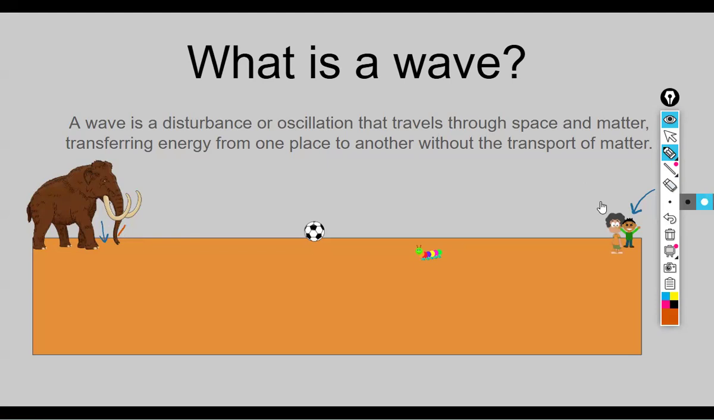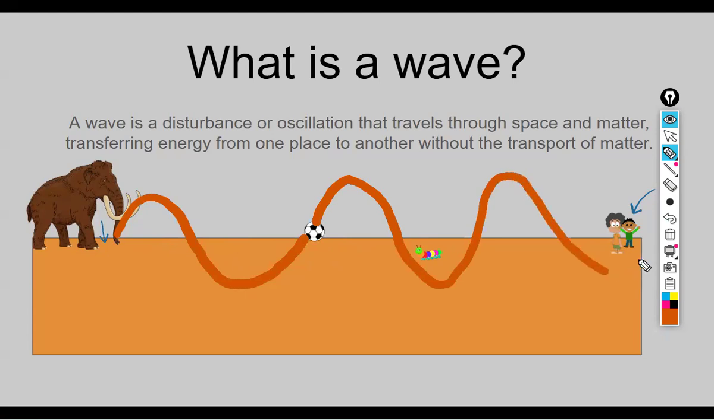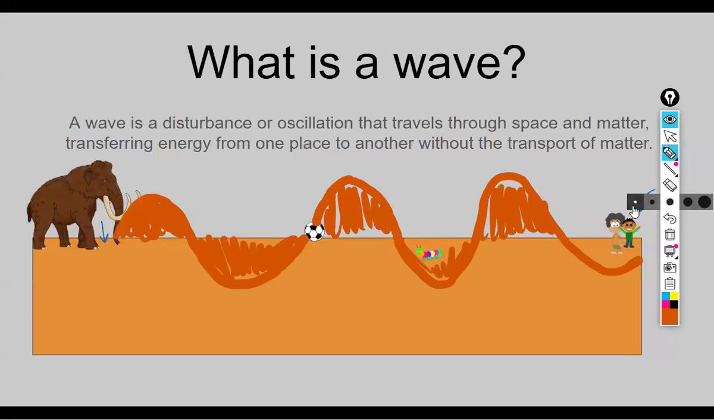So let me get a thicker one here. He's going to create a wave like this. So he creates a wave. So he disturbs the ground, right? So the ground begins to shake. Part of the ground goes up and part of the ground goes what? Down. Tell me something. Will the ball reach the two boys?